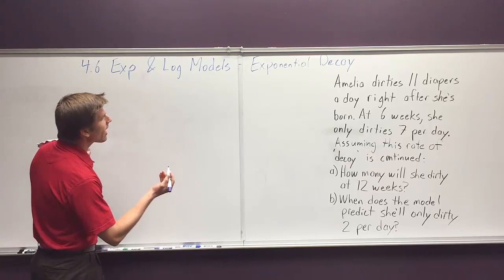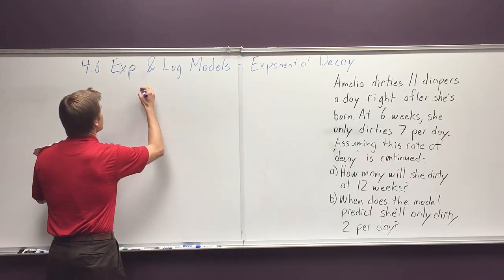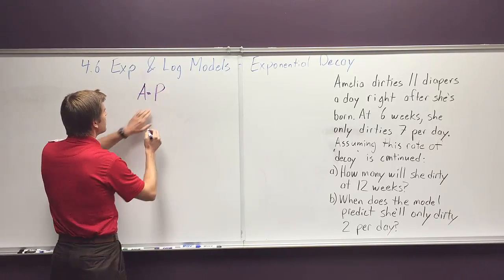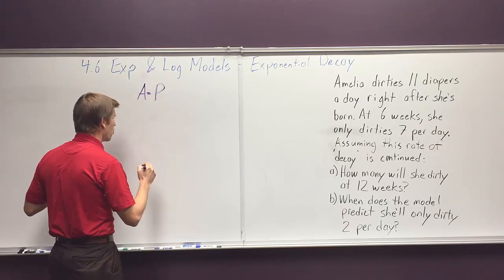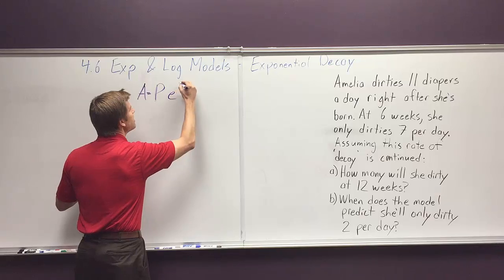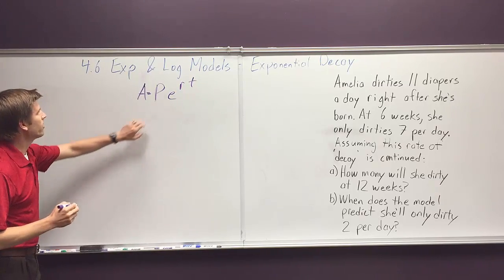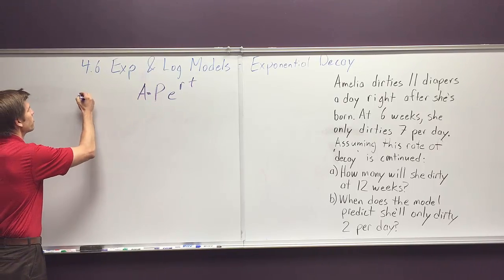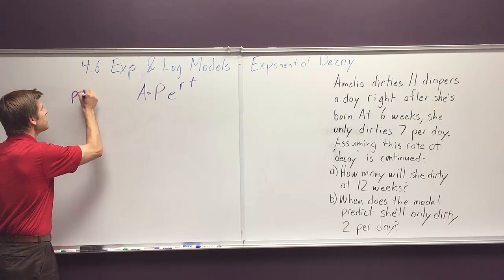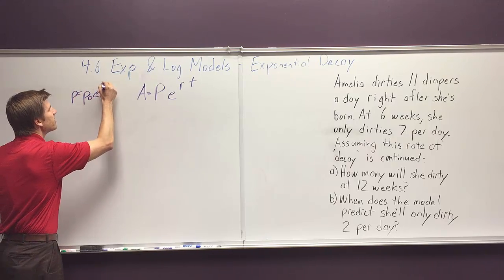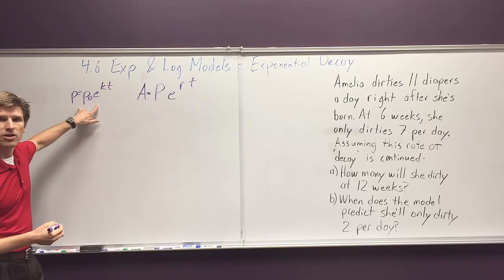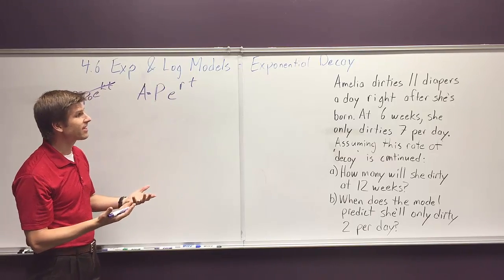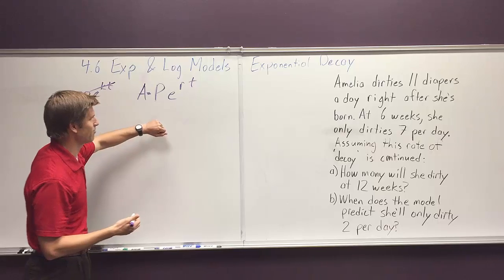Okay, so what do we have? Well, exponential decay and exponential growth deal with a formula that looks like this. The amount equals the initial amount, or the principal, times e to the rt. Now, some people use this as the interest rate. There's another version of this that looks like P equals P naught e to the kt. Different variables, same concept. I'm going to use this version, and we're going to plug in the key parts and figure out how many diapers she's up to.